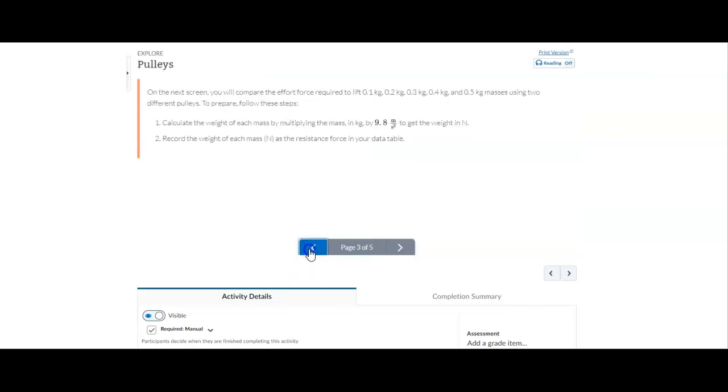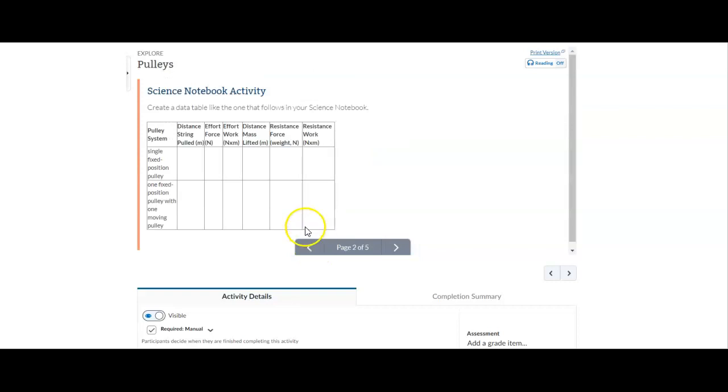So then you've got to go back to your data table, or the one in your science notebook, and you pulled the string. This is in meters, so you're going to have to do a conversion. You just convert centimeters to meters. Effort force was 0.98, and then you multiply those numbers. So just make sure you convert so that you have a correct measurement there. And then you go do the same thing with the other pulley. The distance the mass was lifted in centimeters, you've got to convert that as well. It was 1 centimeter, so convert that to meters.